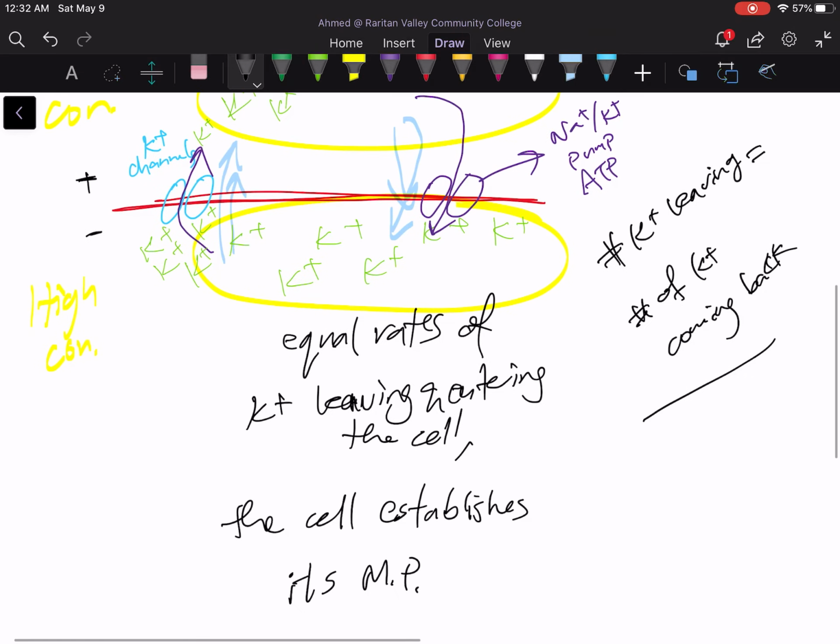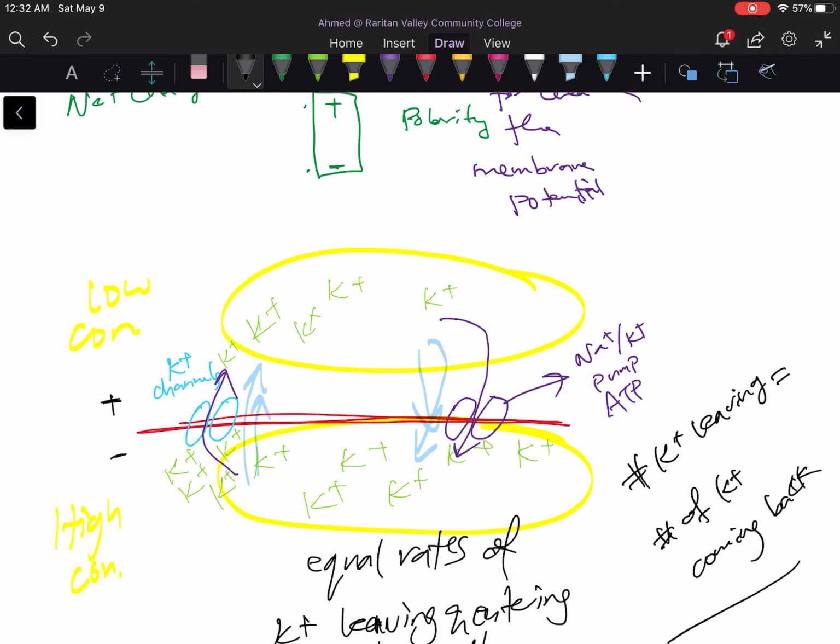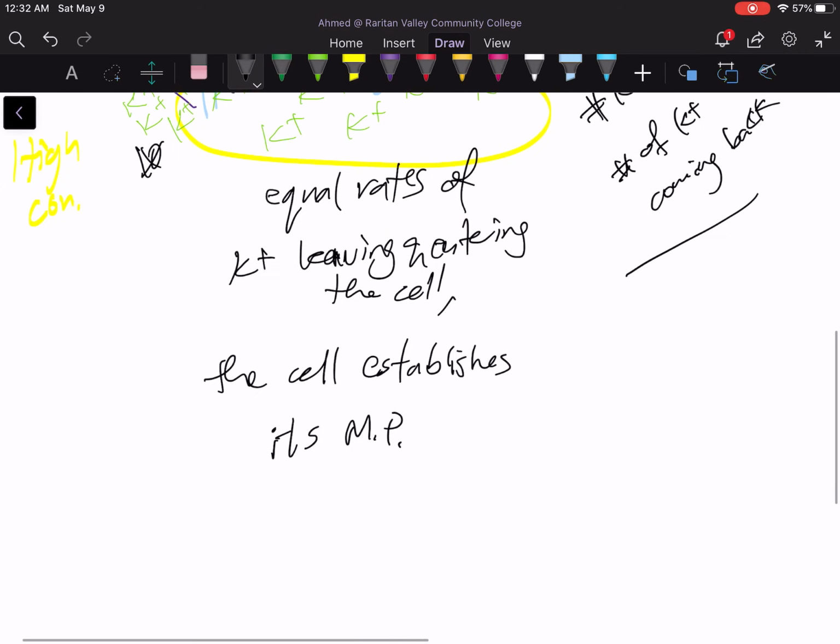Now, this does not mean that the number of potassium ions across the plasma membrane will be equal. So we will not have, like, here 10 and here 10. No, this will not happen. We're talking about the rate of diffusion out and transport in. Once this rate is equal, then we will have the membrane potential.